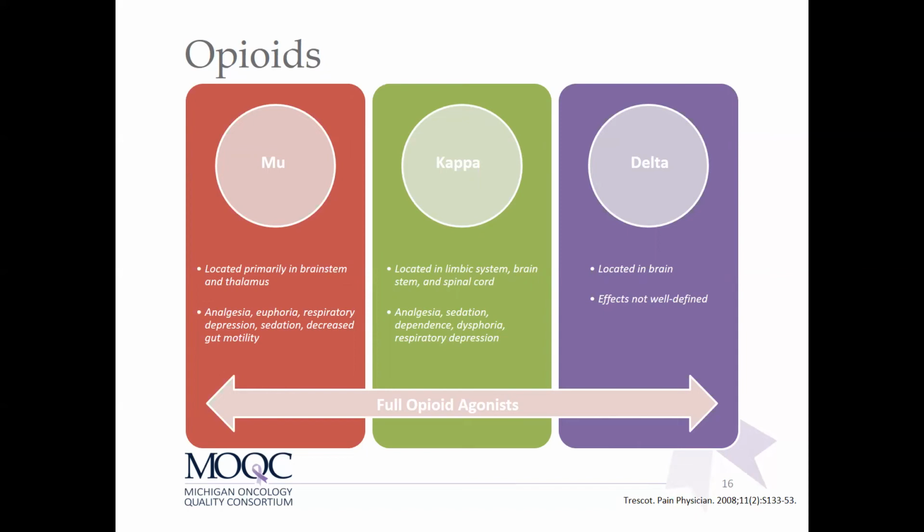An agonist at the kappa receptor, located within the limbic system, the brainstem, and the spinal cord, gives many of the similar effects. The one I'll add to it really is dependence and dysphoria. The delta receptors are located within the brain, and we don't truly know all that they do, but we think they have some effect. When we talk about opioids, we're really talking about full opioid agonists like morphine, oxycodone, and hydromorphone that are agonists across all of these receptors.